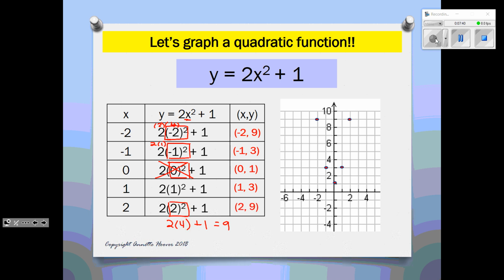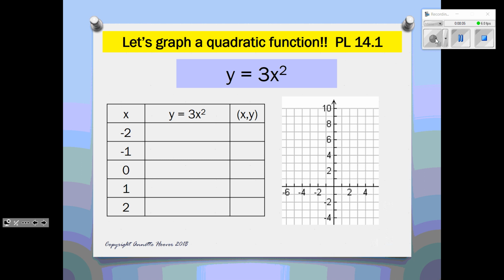Notice again over here on the graph, it's a little narrower. The larger the number gets here in front of the x squared, actually the narrower the parabola is going to be. So we're going to draw this up with a gentle curve there at the bottom, the best you can. Make it a little curvy. And there's our parabola. There's our quadratic function that we're graphing.